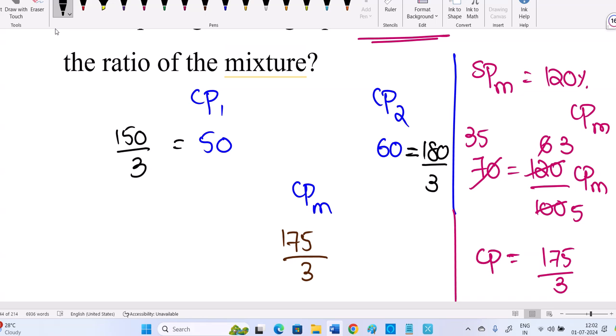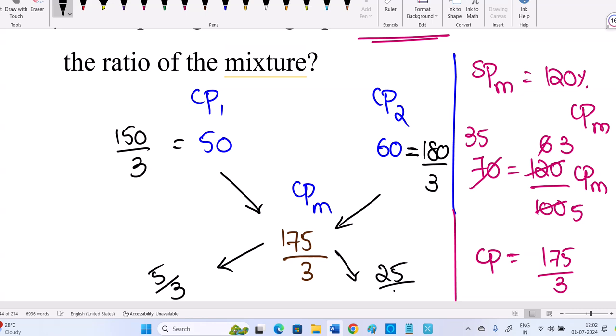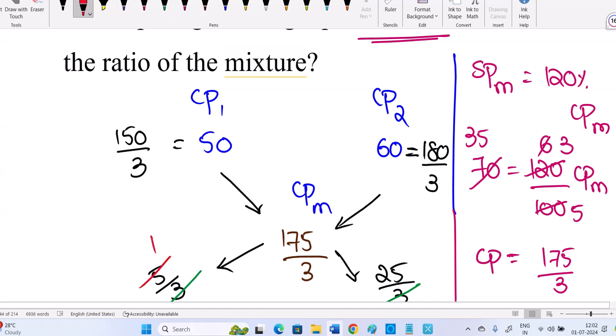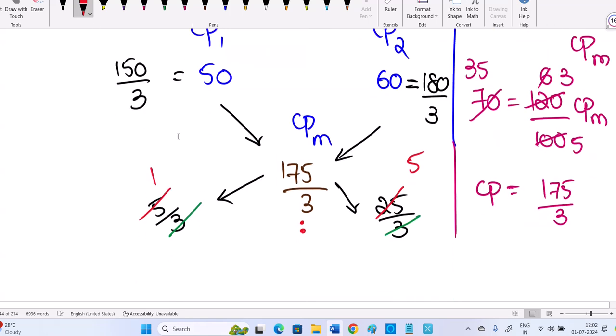Okay. Don't take that 70. 70 is the selling price. Now take the difference, put it on the opposite side. The difference is 5 by 3 and this difference is 25 by 3. Divide by 3, the 3s get cancelled. It's 1:5. Finally, we're left with 1 and 5. So the answer is 1:5, the ratio of the mixture.